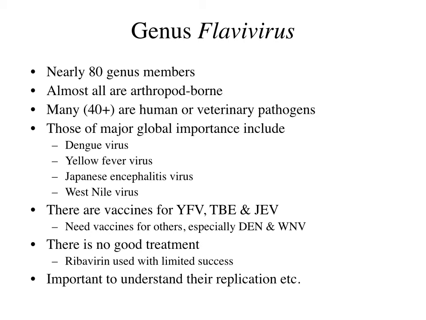But we don't have vaccines for dengue or West Nile and many of the other members of this group. Also, there's no good treatment for these viruses. Patients are getting supportive care, making sure that they have fluids and so on, but we don't have specific antivirals against these. Ribavirin has been used, but it's been just so-so in its effectiveness. So it's really important for us to understand their replication, because that's how new treatments and new antivirals are going to be developed.